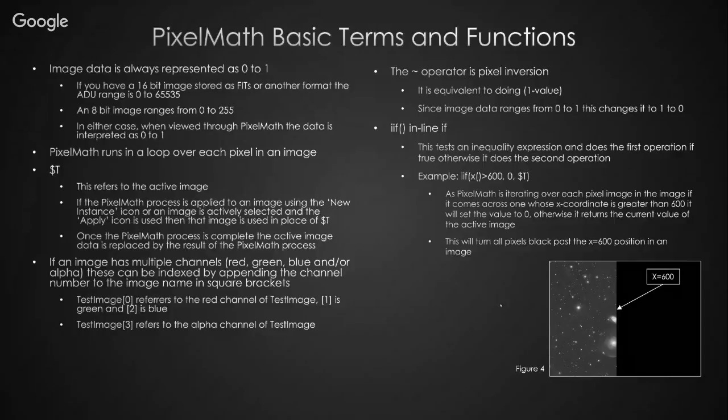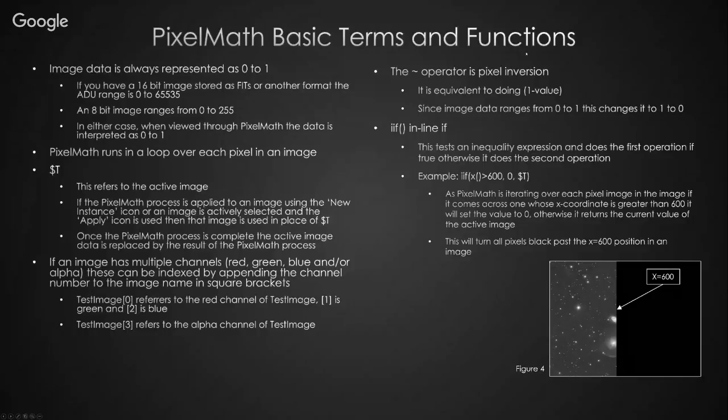If an image has multiple channels, red, green, blue, and/or an alpha channel, this can be indexed by appending a channel number to the image name in square brackets. We'll show a little bit more of this, but let's say I have an image called test image. Test image bracket 0 refers to the red channel of the test image. Bracket 1 is green, bracket 2 is blue, and bracket 3 is the alpha channel.